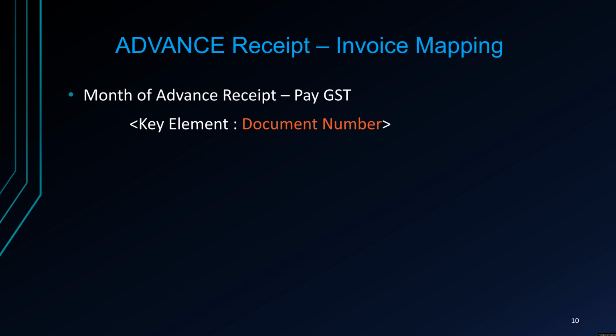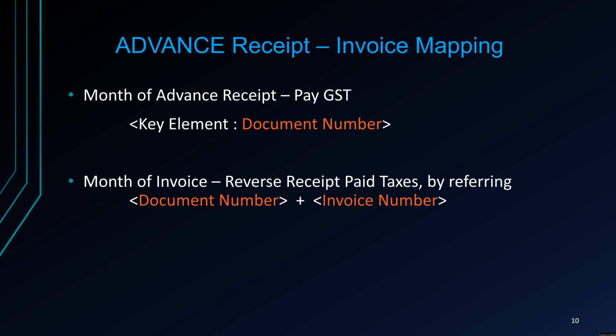Now, advances are taxable in GST, something similar to the service tax. In the month in which you receive the advance, the GST is paid and you have a document number. The month in which the invoice is raised is described in table 5 of GSTR 2. So that transaction is to be again reversed by mapping to the original advance document number. So it is important you have a facility to capture advance receipts in GST.